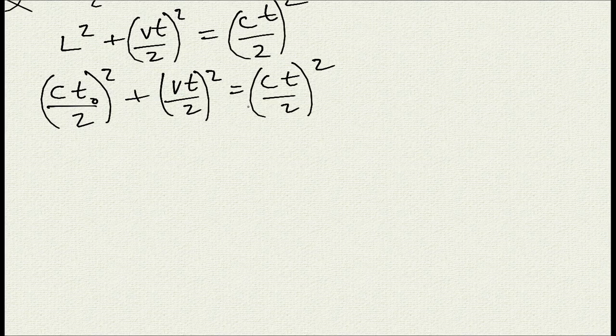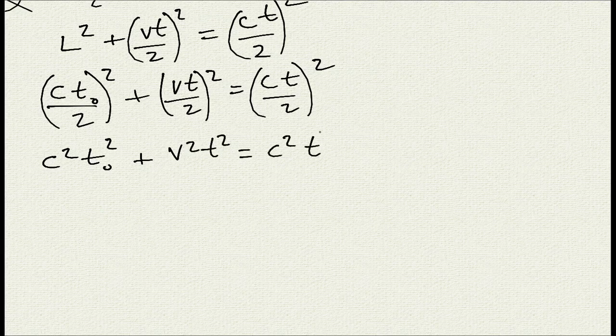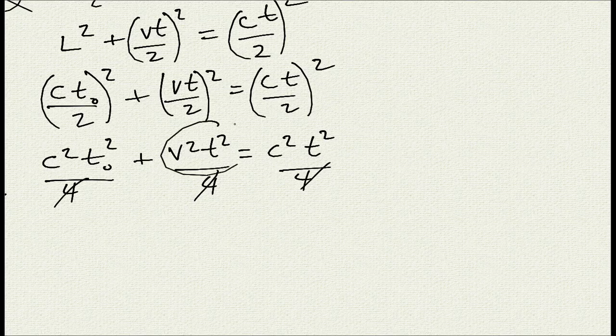So let's square everything, and at the same time, notice the denominators are all going to be 4. So I'm just going to get rid of those 4s. So I'll have c squared t naught squared plus v squared t squared equals c squared t squared. Okay? Now obviously I have them divided by 4, 2 squared, but they all cancel out. Okay? Now what I want to do is collect t terms. Notice this is a t term and this is a t term. I want those to be on one side. So I'm going to put those both on the right-hand side.